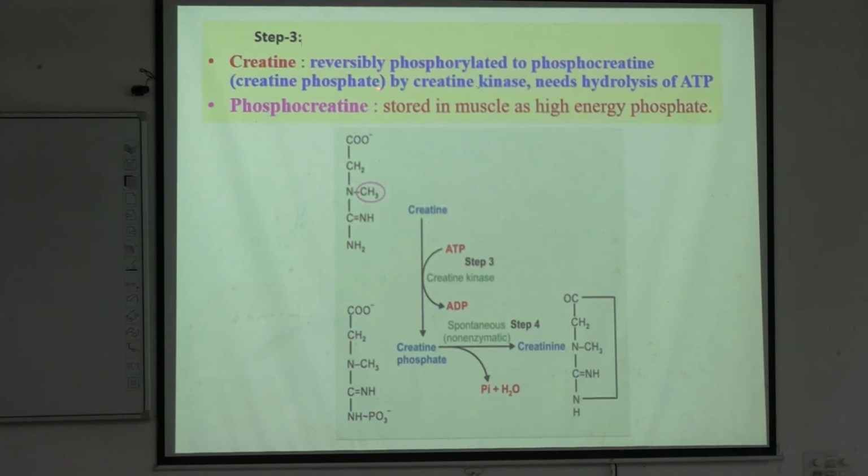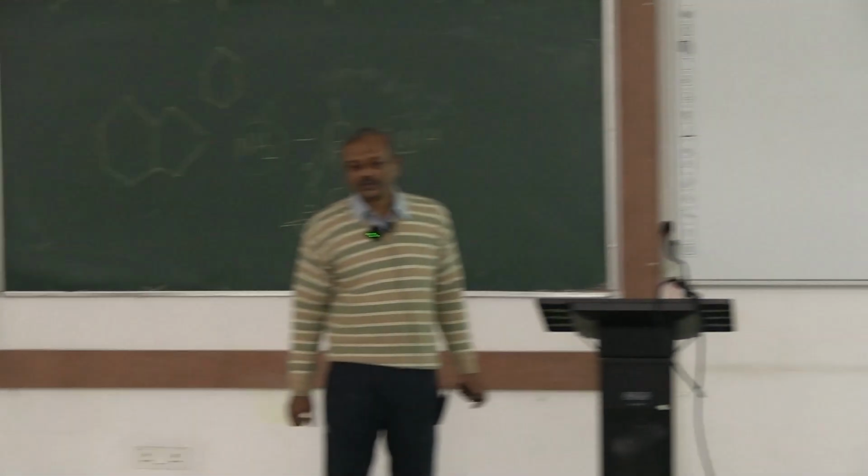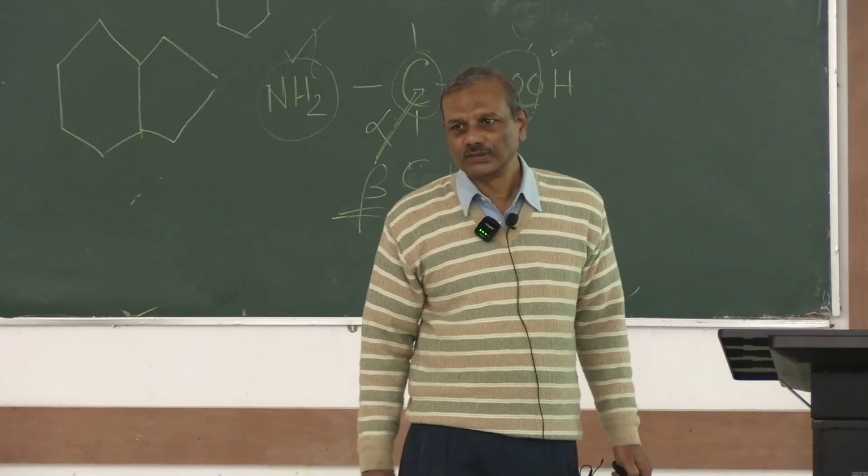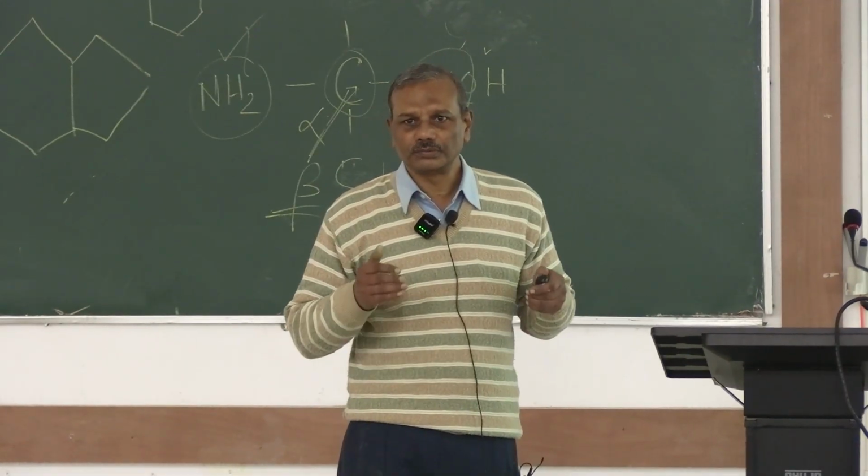The third reaction: now creatine is getting phosphorylated by the enzyme creatine phosphokinase. And this is again a reversible reaction. And here you see ATP is converted into ADP, and one high energy phosphate bond is stored in the creatine phosphate. And this creatine phosphate is present in the muscle and acts as a ready source of energy during muscle contraction.